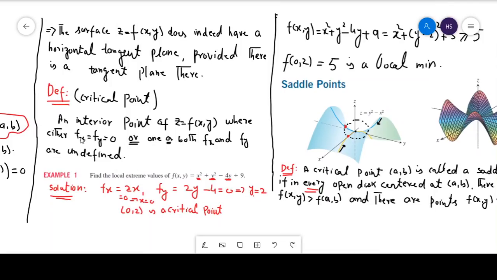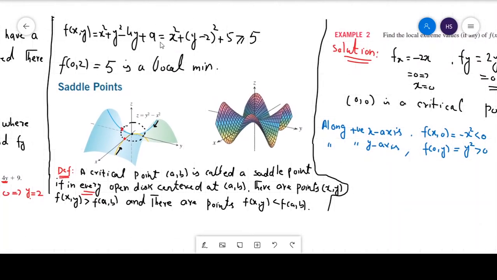So this is a critical point where both of the partial derivatives are zero, or one of them or both of them are undefined. So let's see an example. We calculated both partial derivatives and equated them to zero because they are never undefined. So (0, 2) is the critical point. We calculated the function value, which is 5, and we algebraically manipulated this function and saw that it never produces a number less than 5. So this function always produces a value in the whole domain that is greater than or equal to 5. That means f of (0, 2) equals 5 is a local minimum, not a local maximum, because this is the minimum possible value, which is achieved at this point.